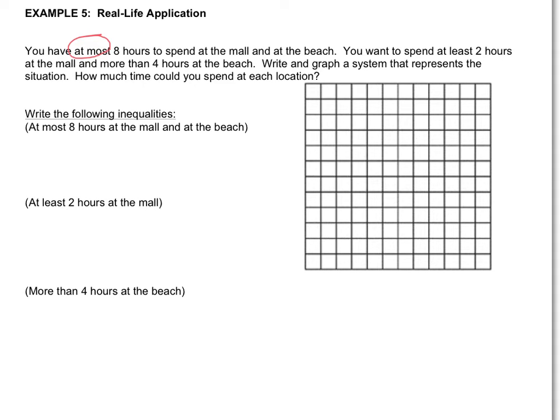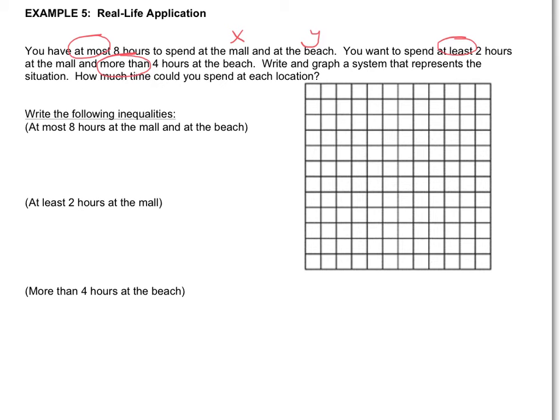We want to then look at mall and beach time. You want to spend at least 2 hours at the mall. So again, at least is another inequality phrase. And more than 4 hours at the beach. So we want to first look at writing the system. We want to label or define our variables. So I'm going to call the hours at the mall X. And I'm going to call our hours at the beach the Y's.